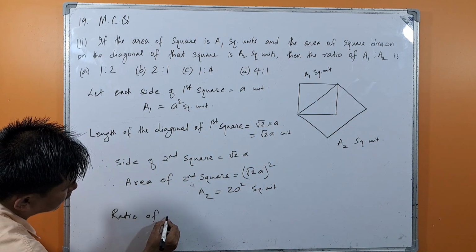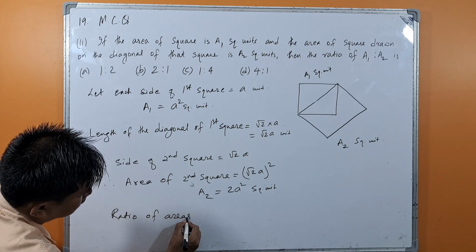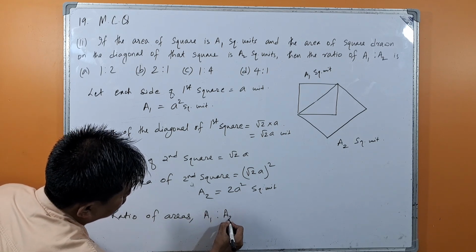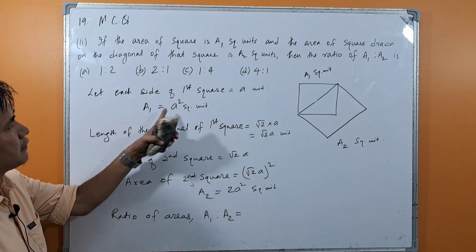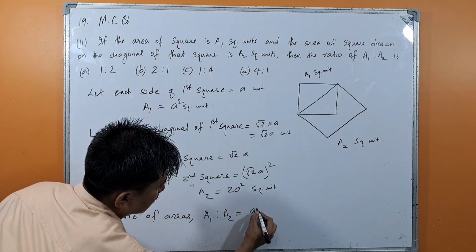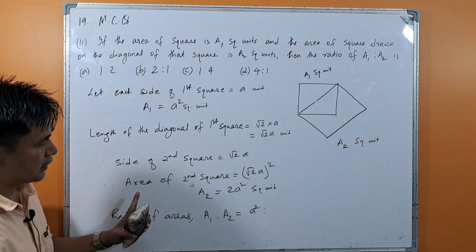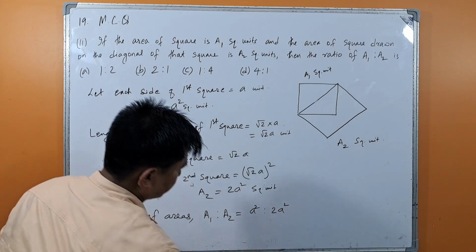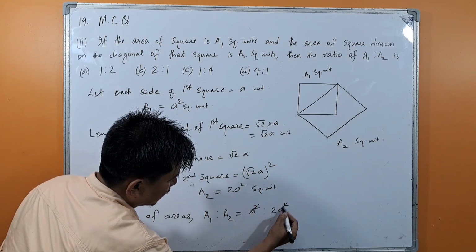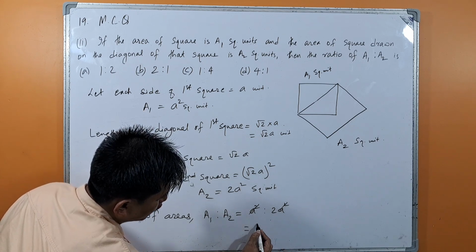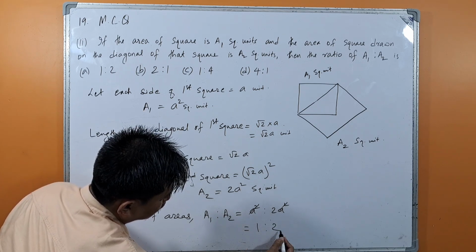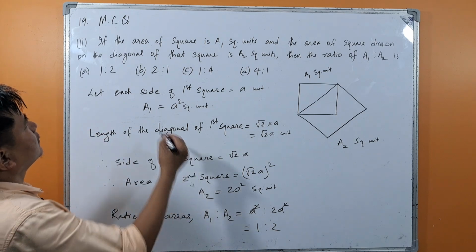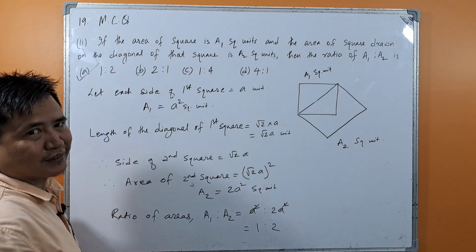Ratio of areas. That is A1 is to A2 equal to, what is A1? A1 is a square, is to, what is A2? A2 is 2a square. This a square cancels out. So we have 1 is to 2. A1 is to A2 is 1 is to 2. So which one is the correct one? Option A. Okay, this is the correct option.